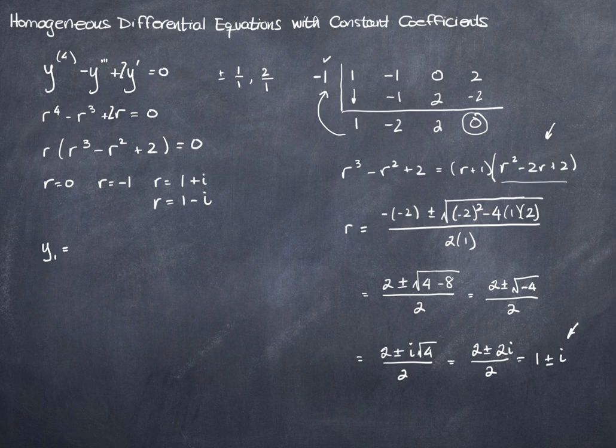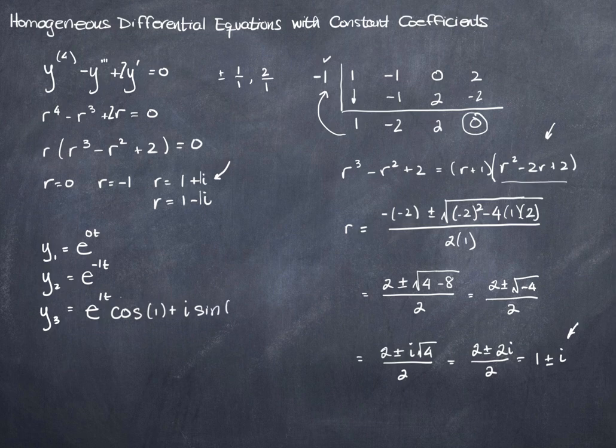I have y1 equals e to the 0t, y2 equals e to the negative 1 times t, y3 is going to equal the solution that comes from this complex number. I have e to the 1t. That 1 comes from here. I could put a 1 in front of my i's as well, because I'm going to get a 1 in the next part. e to the t times the cosine of 1 plus i times the sine of 1. That's e to the t times that. And then y sub 4 is e to the 1 times t times the cosine of 1 minus i times the sine of 1.